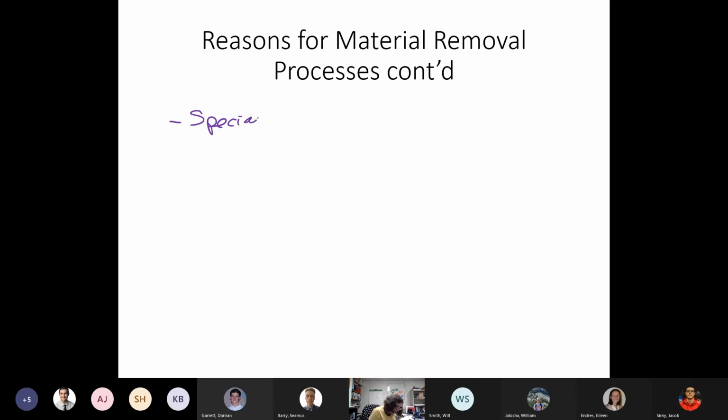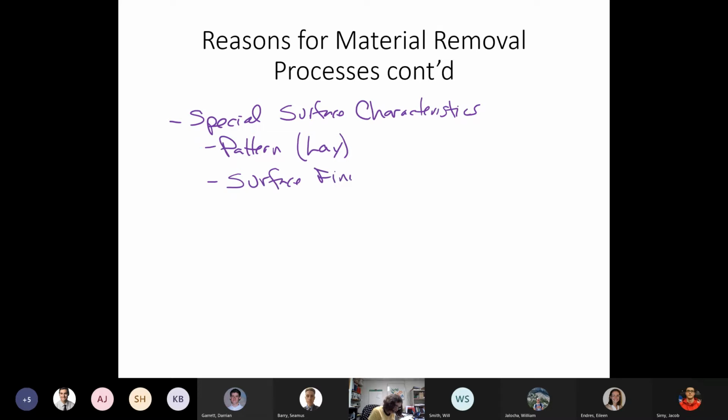So I have a couple more. There are some special surface characteristics. One could be a pattern, and this we would refer to as the surface lay. And then certainly our surface finish, really we're talking about roughness. When we look at our list of surface roughness and process, we're going to see that there are machining processes that are going to give us that smoothest surface.